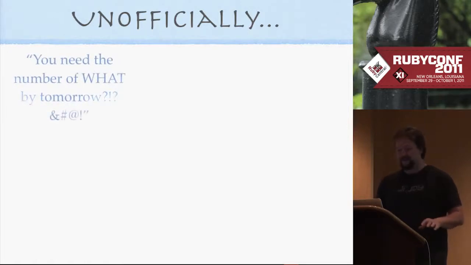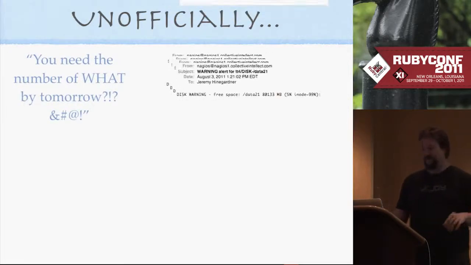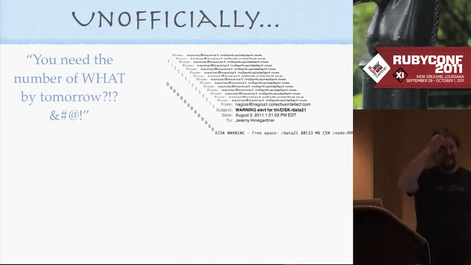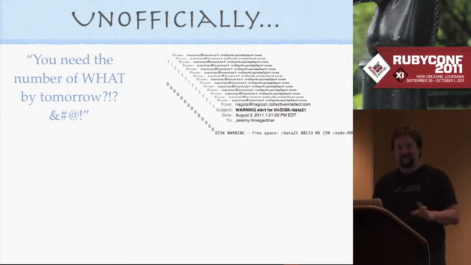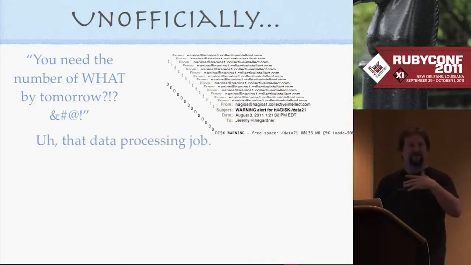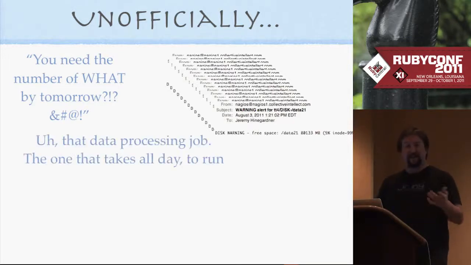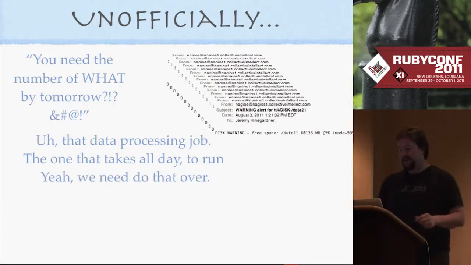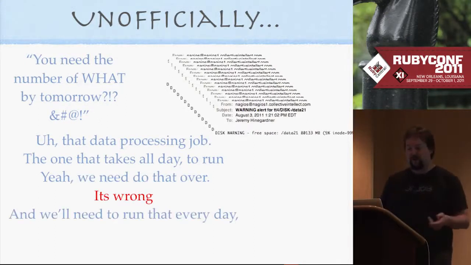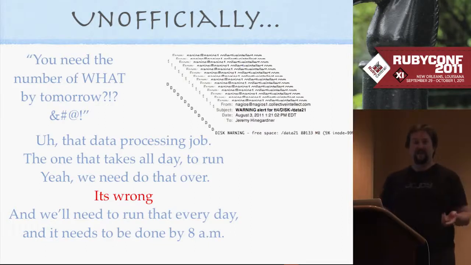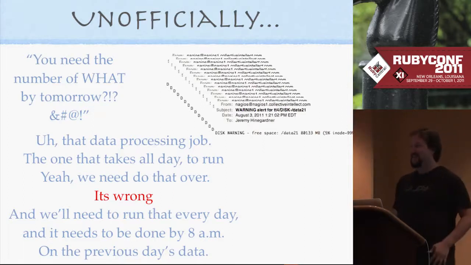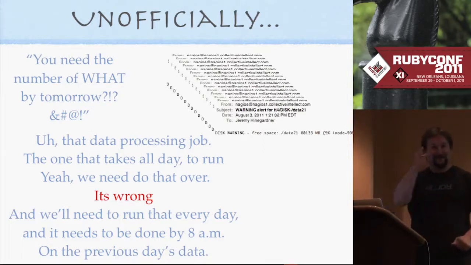This is my definition. One of them. Who's had this happen? Yeah. Nagios, low disk space. There you go. All that kind of good stuff. Or the ever popular, that data processing job, the one that takes all day to run. It's got to crunch all that data. Yeah, we need to do it over. It's wrong. And we need to run it every day on yesterday's data by 8 a.m. So who has that problem? Okay, yes. And it takes longer than 24 hours to run.